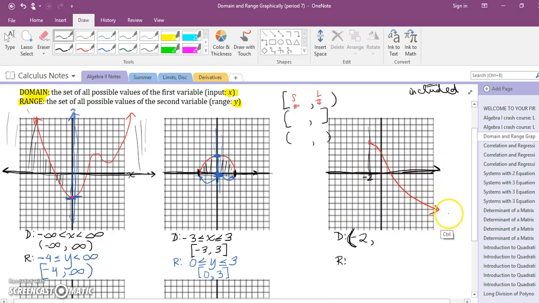And the answer is yes, as it moves this way. So I'm going to put infinity. Not included. Now let's do the range.